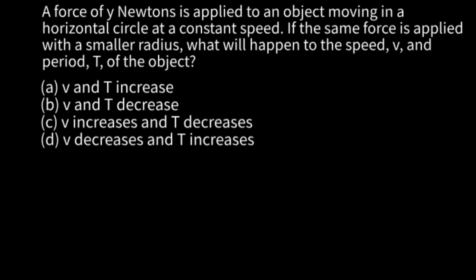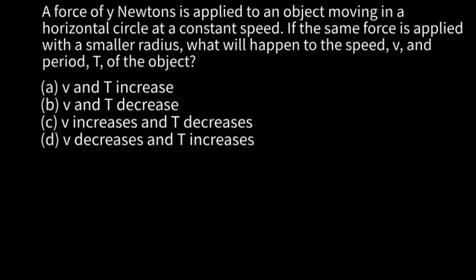Here is the last practice problem for this video. So we have a force of so many newtons applied to an object moving in a horizontal circle at a constant speed. Then with the same force and a smaller radius, what's going to happen to the speed and period of the object?